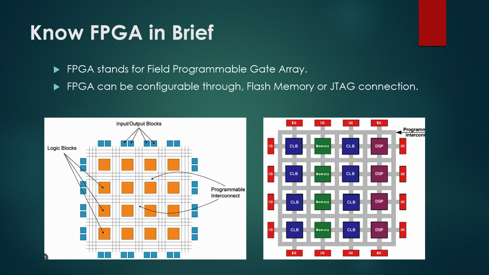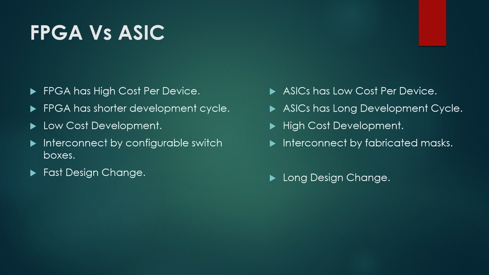So if you look at the screenshots, the orange color blocks are the logical cells. Lines are programmable interconnections which connect logical cells based on the configuration, and blue blocks are the physical input-output pins of the FPGA. Next topic is FPGA versus ASIC.